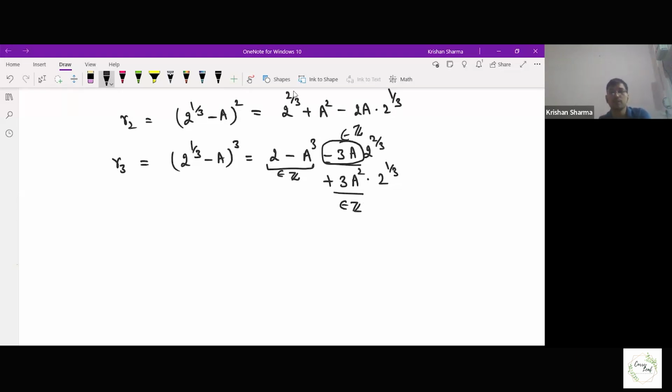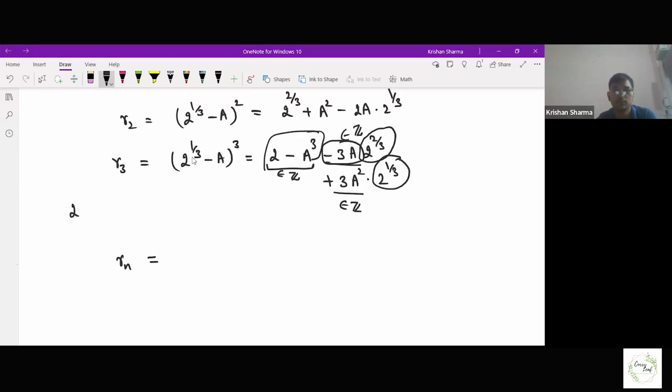But instead of two numbers, we are getting three numbers, like 2 raised to power 1 by 3, 2 raised to power 2 by 3, and some constants. Okay. So what we can write is Rn must be of the form. Remember that whenever we cube this number, this became an integer.